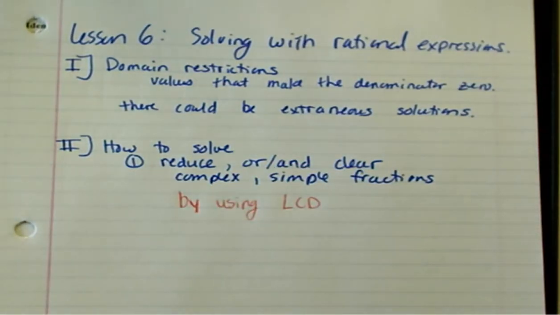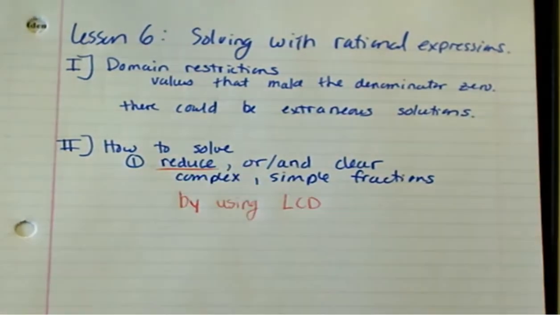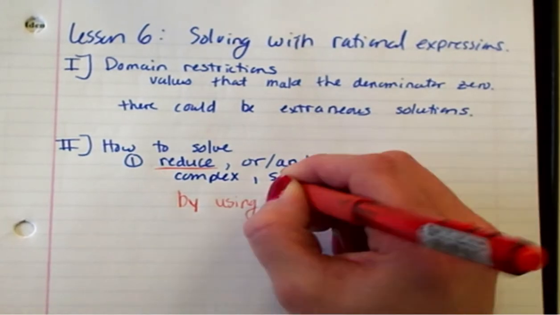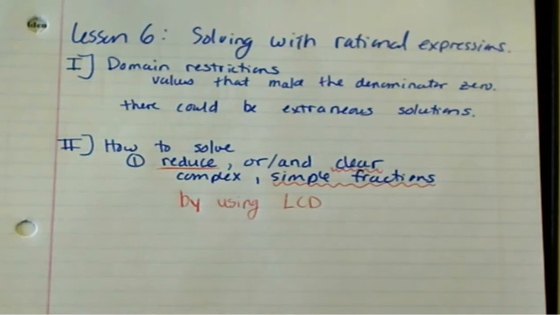Now I have two statements up there. The first one says reduce. I'm going to reduce any fractions that I see I'm able to reduce, common factors. Maybe I turn a complex fraction into a simple fraction. But the second thing here is we're going to clear the simple fractions, which means once I have an equation that's just a fraction straight across, we're going to get rid of the fraction and then solve.